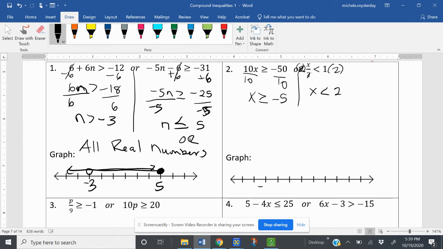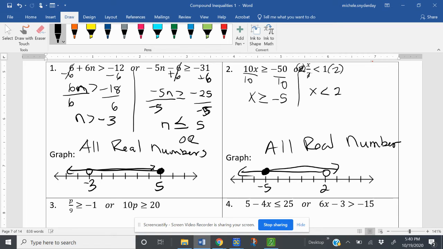So our most important numbers are negative 5 and positive 2. X is greater than or equal to negative 5. So solid dot, because it's equal to, going in that direction. X is less than 2, so it's an open dot, and it's going in the opposite direction. So once again, they cover the entire number line. So this is also all real numbers, because it is an or and they overlap.